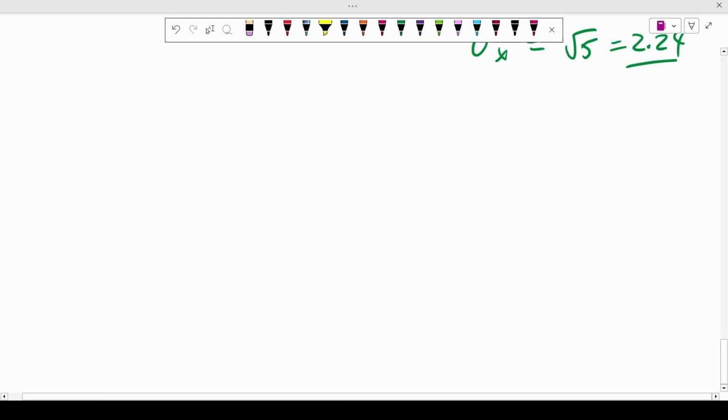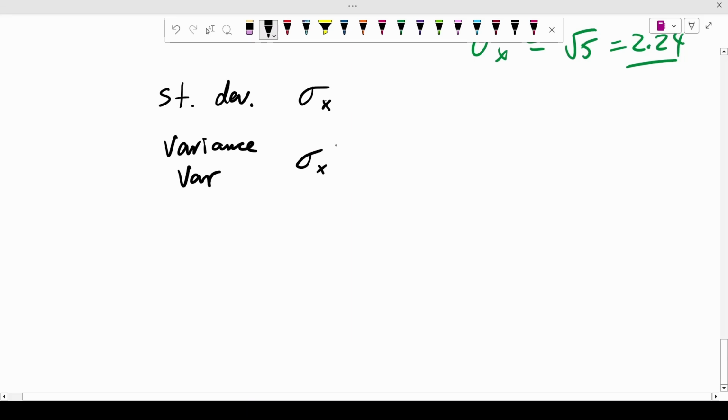So, a summary of key points here. The standard deviation is just an abbreviation, which for the population we represent with a sigma sub x, or the variance. Sometimes we just call this var, especially in theoretical statistics, sigma sub x squared. These are measures of dispersion. They take into account all of the data values, and they do some calculation that compares every data value against the mean.